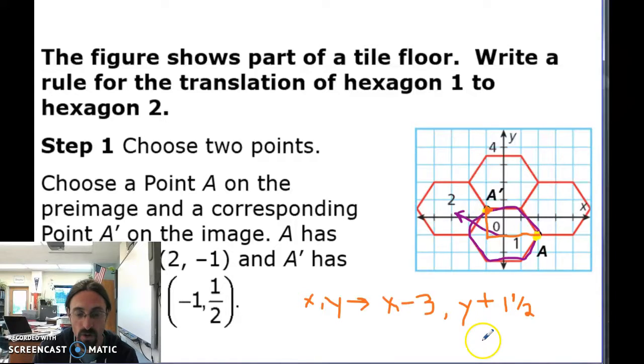You should be able to now go from a rule to a pattern and from a pattern to a rule. So today we talked about transformations, which rigid transformations maintain congruency, and those rigid transformations are translations, rotations, and reflections.